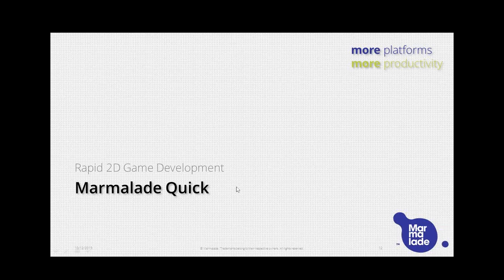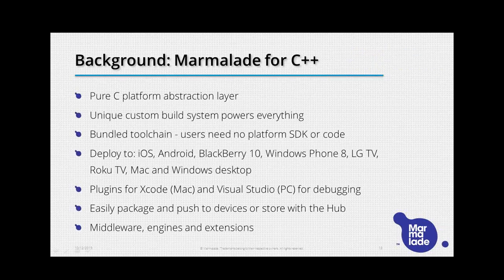Until about, I guess, a year ago, Marmalade basically was just a C++ platform. So we have a C abstraction layer, all this custom toolchain for building, so you would just code in C++, use our abstraction API, hit build, select iPhone, Android, BlackBerry, whatever, hit go, and you get a build out of the end that will run on the device. We used Xcode and Visual Studio as a front end, and we have a nice front end tool called the Hub for managing all of that, lots of built-in middleware and extensions and so on.